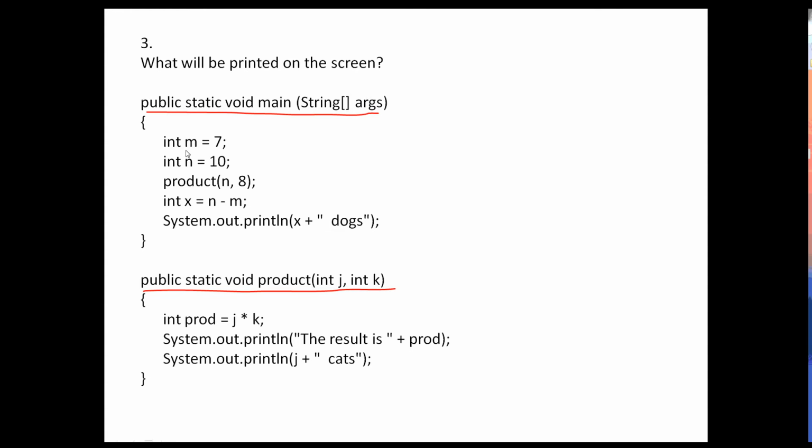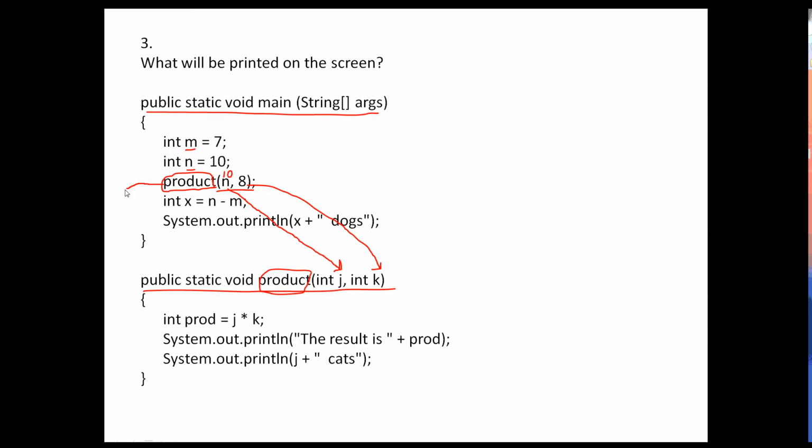So here's your variable m that's assigned to be 7 and n is assigned to be 10. The next line down is a method call because why? It's got the name of one of the methods and it's got parentheses. That's a method call. It's going to send the value of n, which is 10, and it's going to send an 8. So these are going to be sent. And the 10 goes to the first variable because it's the first argument, the first parameter. 8 is the second argument, so it goes to the second parameter.